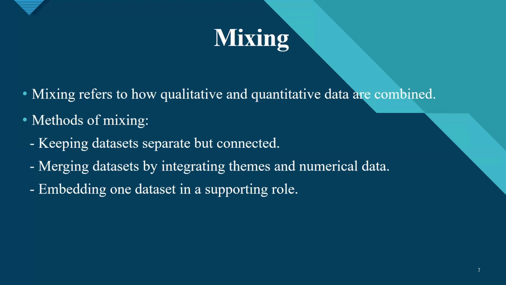Number two, merging data sets. This approach transforms qualitative themes into numerical values for direct comparison with quantitative data. Number three, embedding one data set within another. Here, one type of data plays a supporting role. For example, a primarily quantitative study might include qualitative interviews to add depth. Each approach depends on the research questions and the intended outcomes.